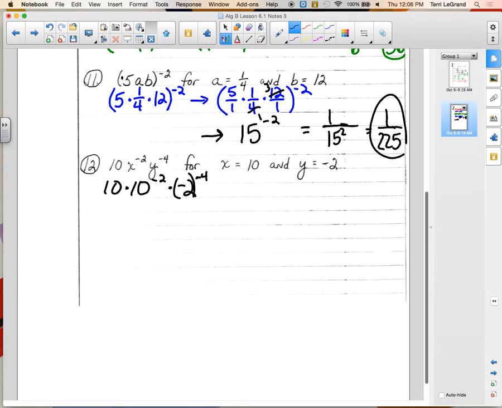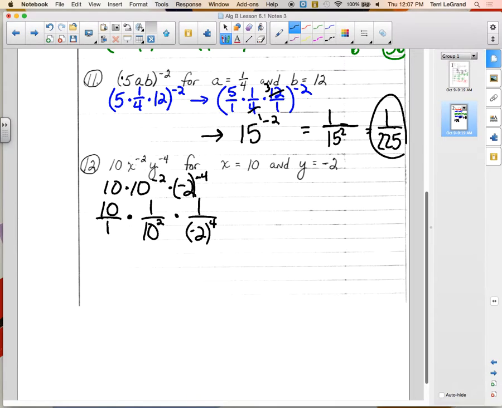Okay, now I can do 10. Does that need to be renamed, by the way? No, but I'm going to put it into a fraction by putting it over 1. Do I need to rename 10 to the -2 power? Right, 1/10 to the second. We're going to make that 1/10 to the +2 power. Do I need to rename -2 to the -4 power? Yes. Stefan? 1/parentheses -2 to the 4th power.